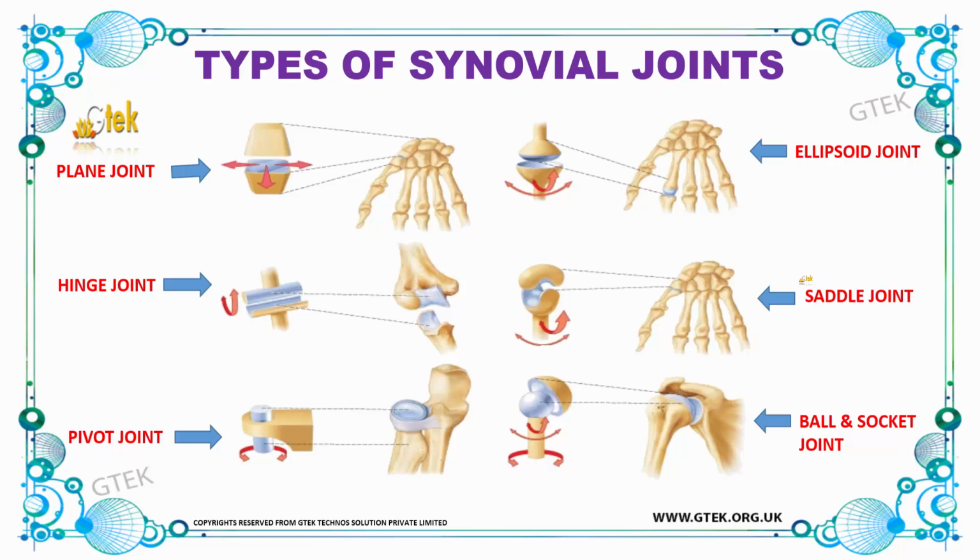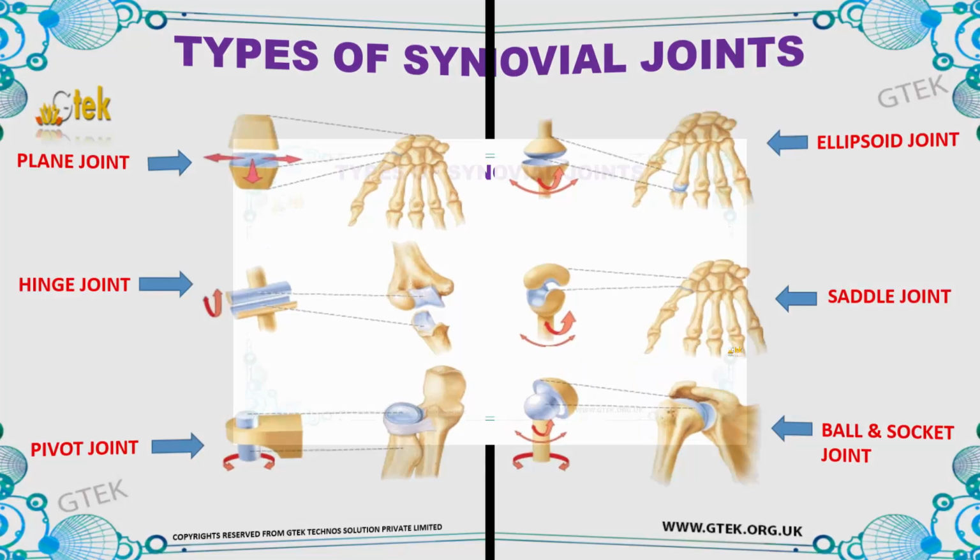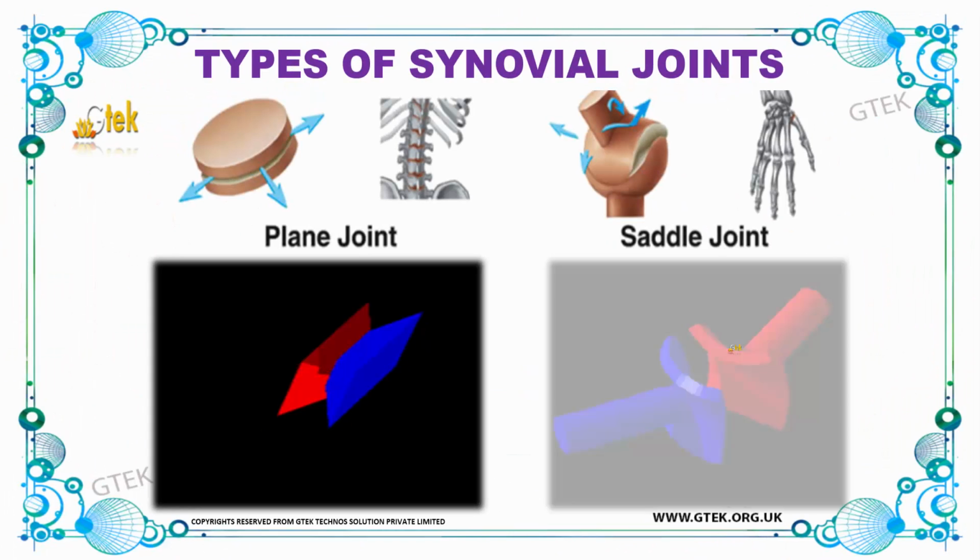Next we have the saddle joint. Your saddle joint occurs in your hand at the starting of the fingers. So this is saddle joint. Next we have a ball and socket joint. Can be found in your shoulders. It will be like a ball and a socket. So that is why it has the name as ball and socket joint. Let us see the types of synovial joints in detail.